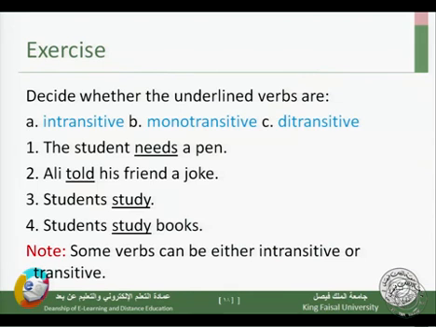But we said that study is also an intransitive verb. So you should note that there are some verbs that can be either intransitive or transitive depending on the sentence. As in the example here, study in number 3 is intransitive, and it can also be transitive, as in number 4, where study is monotransitive because it takes one object. So some verbs can be either intransitive or transitive.